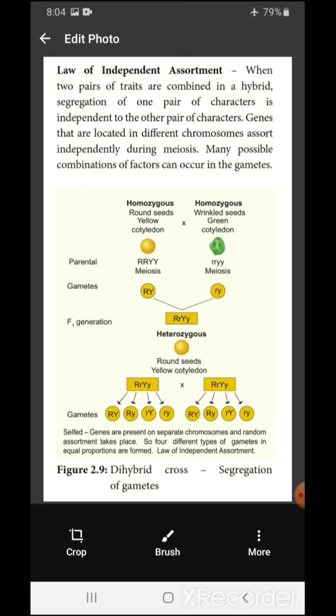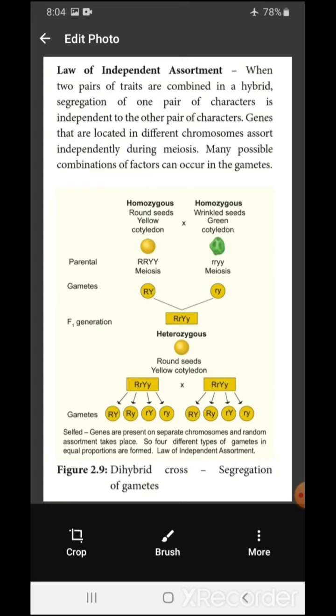Genes located in different chromosomes assort independently during meiosis. Many possible combinations of factors can occur in the gametes. That is, we are getting different types of gametes in the dihybrid cross only based on the law of independent assortment. The dihybrid cross is the example for law of independent assortment, whereas the monohybrid cross is an example for law of dominance. Law of dominance, example monohybrid cross. Law of independent assortment, example dihybrid cross.